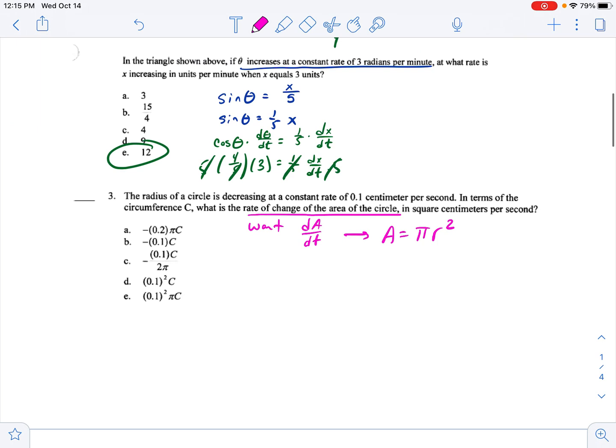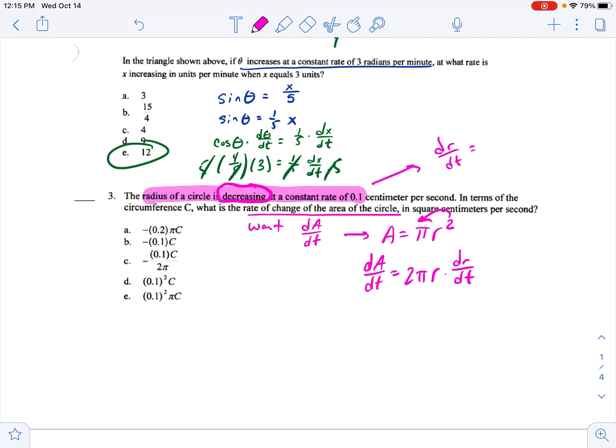So what are we going to do? We're going to take the derivative of this, and let's see what we get. Derivative of the left, dA/dt. On the right, bring down the power, subtract 1, and don't forget dr/dt. Okay. So it looks like we need r and dr/dt to solve this. Now, going back up here, the radius is decreasing at a rate of 0.1 centimeter per second. That's the rate of change of r. That's the value of dr/dt here.